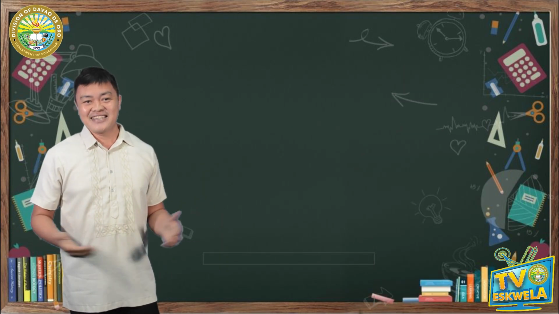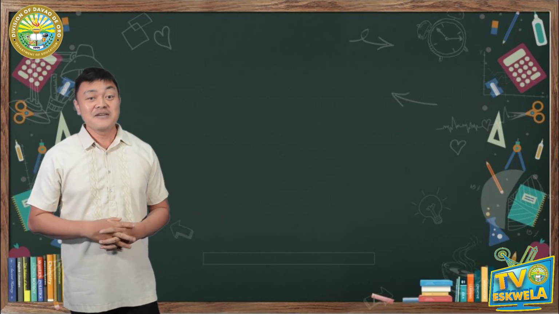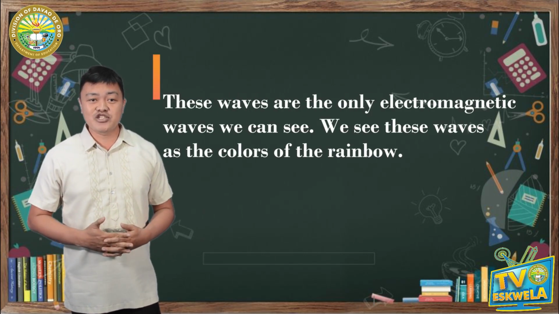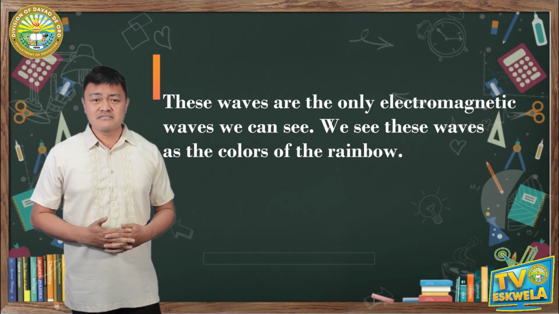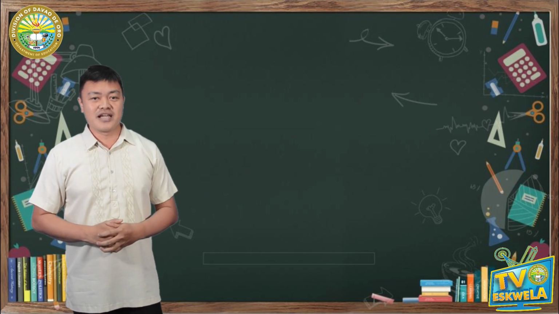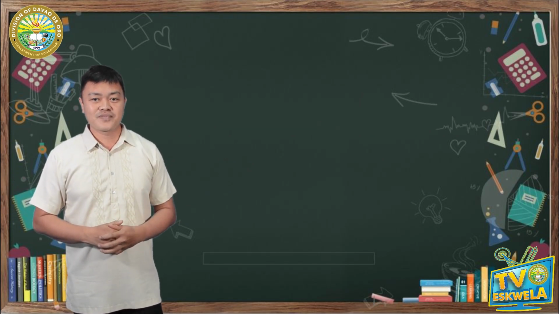Hahaha, I know, right? Next question. My turn. These waves are the only electromagnetic waves we can see. We see these waves as the colors of the rainbow. Each color has a different wavelength.